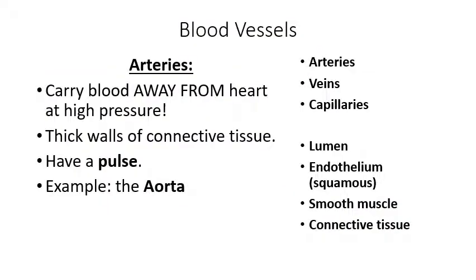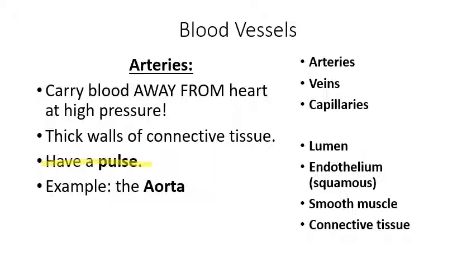Okay, once again, characteristics of arteries. Arteries carry blood away from the heart at high pressure. As a result of the high pressure, they have thick walls of connective tissue and smooth muscle. You can feel a pulse inside an artery. You cannot feel a pulse inside a vein. If you cut an artery, the blood will pump out, squirt, squirt, squirt, because it's coming out with a pulse. If you cut a vein, the blood will just kind of run out continuously. It will not squirt out periodically because it does not have a pulse, right? So in veins, we do not have a pulse. In arteries, you do have a pulse.